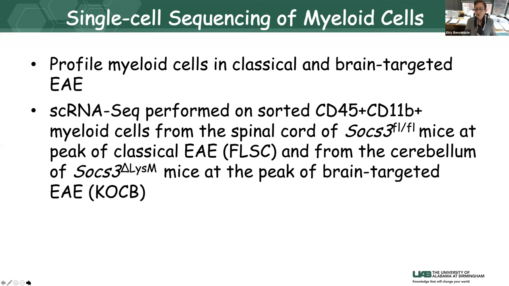And what we looked at were the myeloid cells from the spinal cord of our control mice, SOX3 floxed, at the peak of classical EAE. So remember, this is predominantly disease in the spinal cord. And then we looked at myeloid cells from the cerebellum of our SOX3 Lyse-M mice at the peak of brain-targeted EAE.